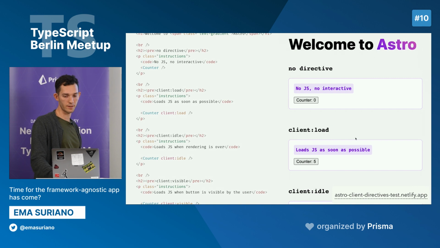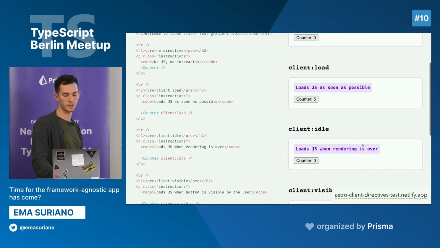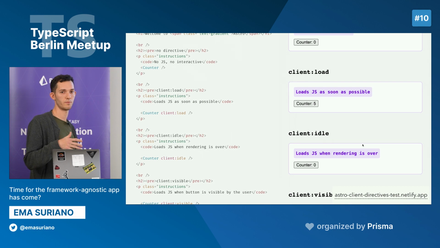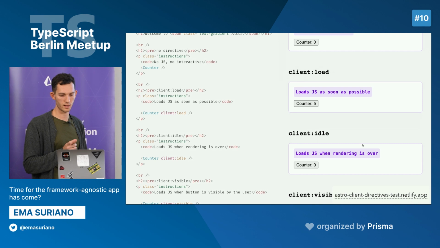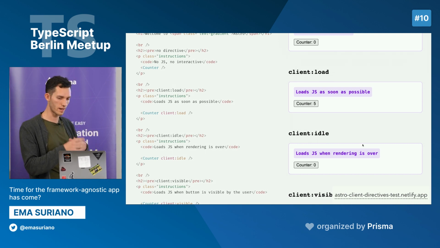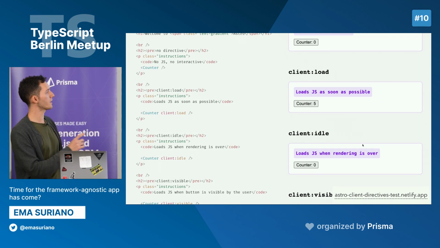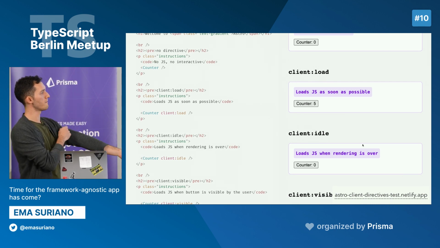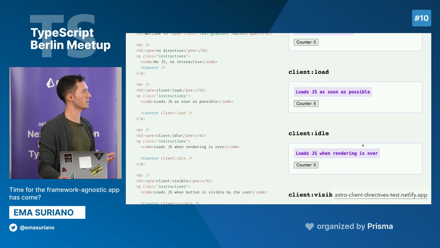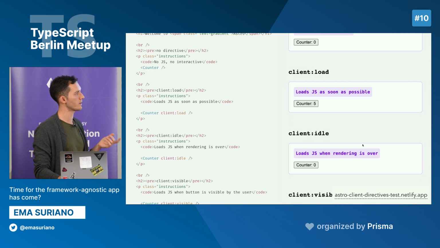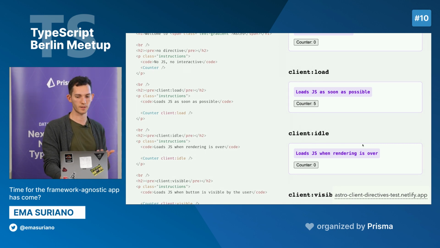Next one, we have client idle. And this one is when we receive the HTML, and then the browser will parse it. And there's this moment in the loop where our browser is not doing any heavy work, our browser is idle basically. Then we're going to fetch the JS. And this is great because it's not going to impact so much our metrics for first paint and time to interactive. And then obviously here we're idle, so we have that.